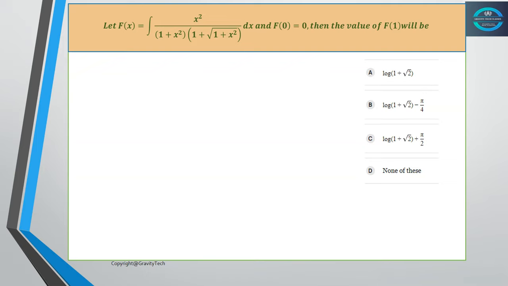The example is f of x equal to the integration of x square upon 1 plus x square, in another bracket 1 plus under root 1 plus x square, and f of 0 is equal to 0. This is the initial condition, which helps us find the integration constant c. Then find the value of f of 1. Now let's see how to solve this. This is again a kind of easy example.